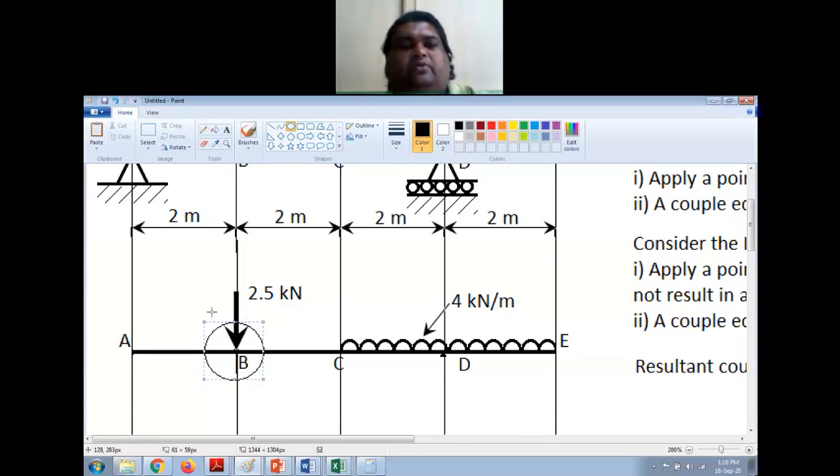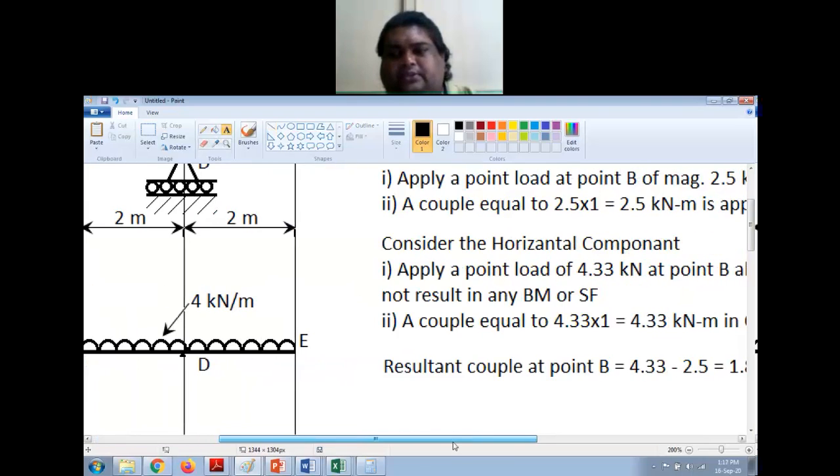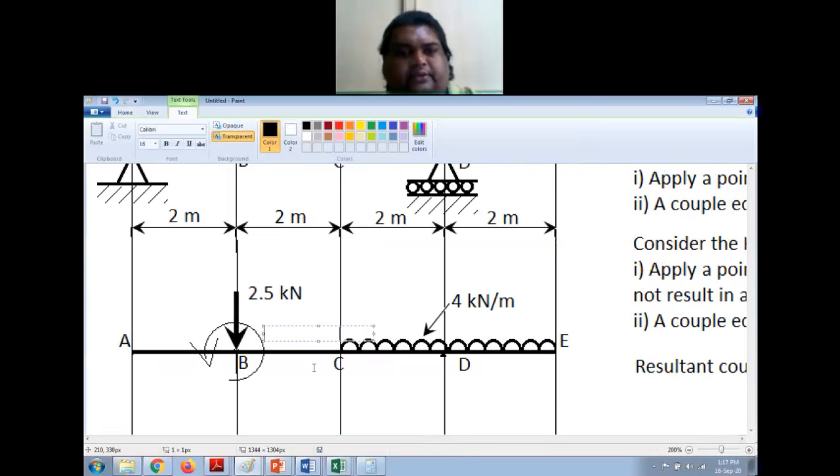Right? Counterclockwise means anti-clockwise. It should rotate like this. So I will erase some part of this, and I will show an arrow like this. Right? So this is rotating in counterclockwise direction, and the magnitude of this is 1.83. Here I'll write 1.83 kilonewton meter.